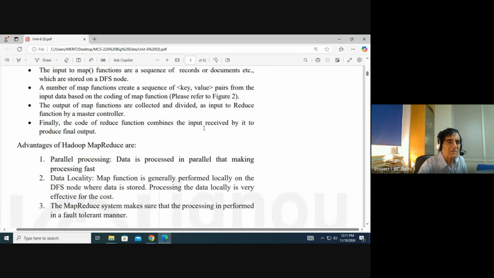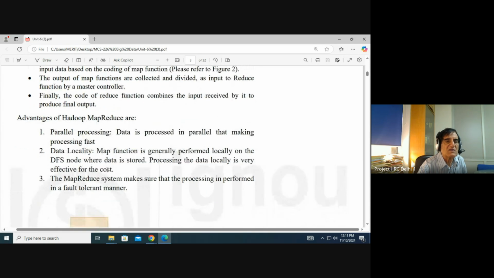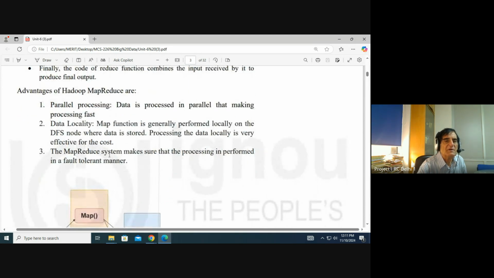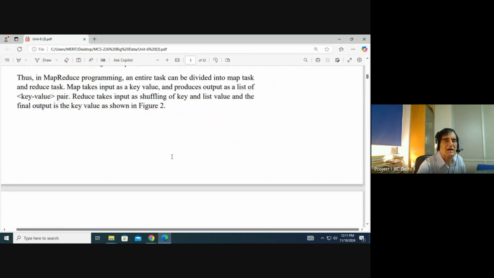This is the type of parallel processing. Data is processed in parallel, which makes processing fast. For data locality, the map function is generally performed locally on the DFS nodes. The MapReduce system makes sure that processing is performed in a fault-tolerant manner. A data warehouse takes care of only structured data, but this takes care of structured, semi-structured, and unstructured data. Thus, in MapReduce programming, an entire task can be divided into map tasks and reduce tasks. Map takes input as a key-value pair and produces output as a list of key-value pairs. Reduce takes input as a shuffling of keys.